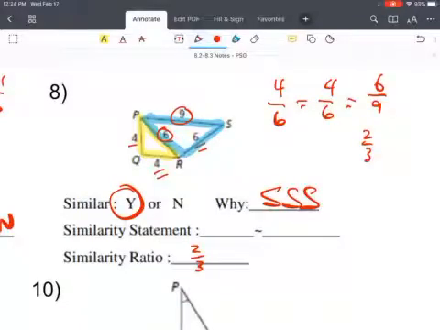And my similarity statement would be triangle PQR is similar to triangle PRS.